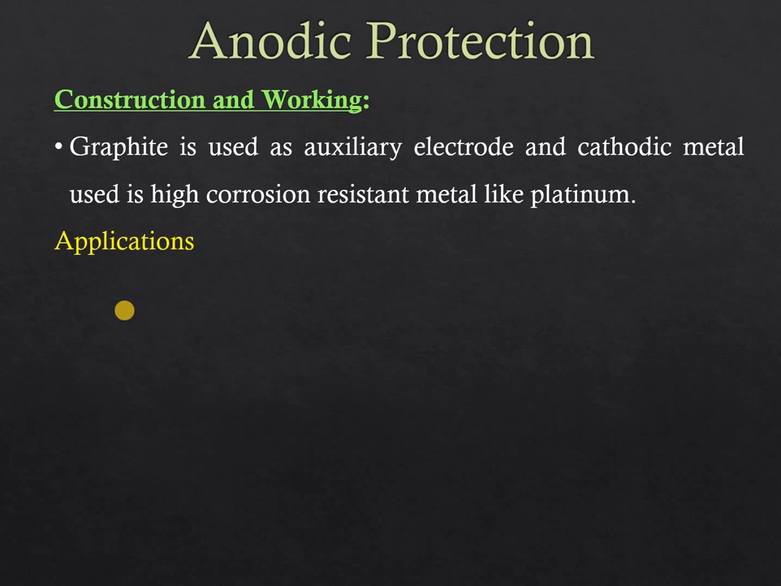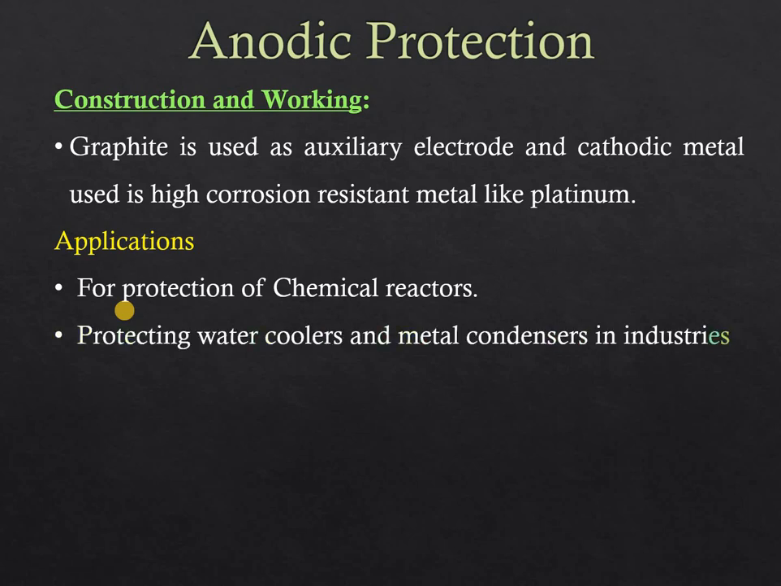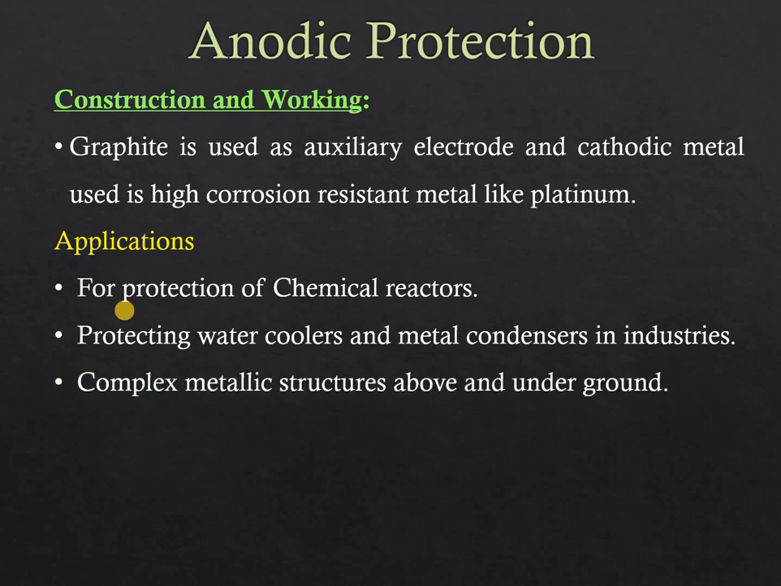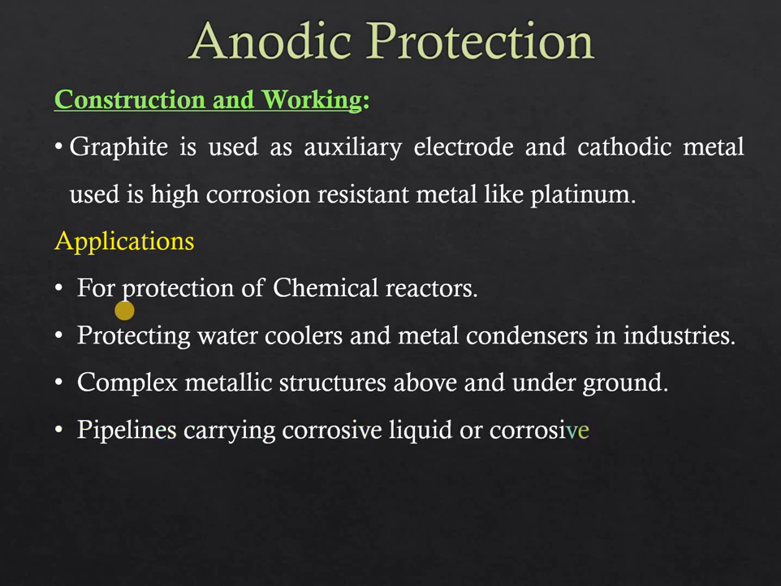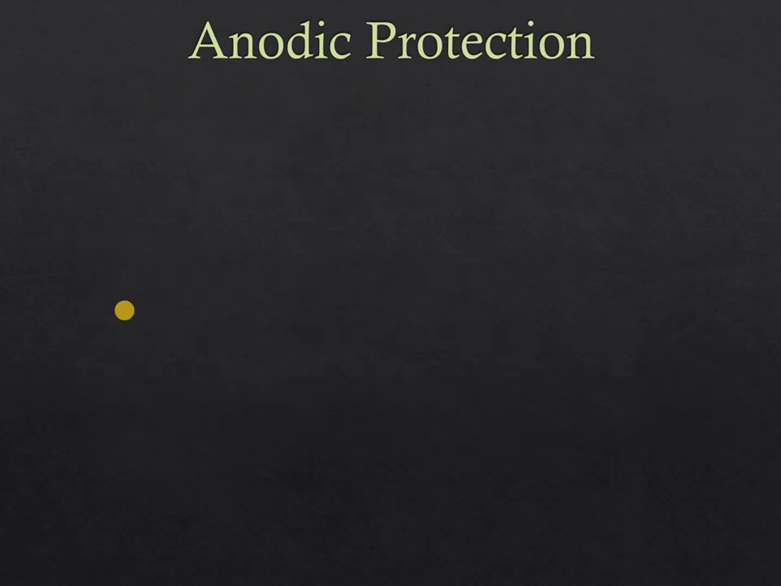Now applications of anodic protection. For protection of chemical reactors, for protection of water coolers and metal condensers in industries, complex metallic structures above and underground can be protected by using this anodic protection. Pipelines carrying corrosive liquids or corrosive solutions can be protected by using anodic protection.